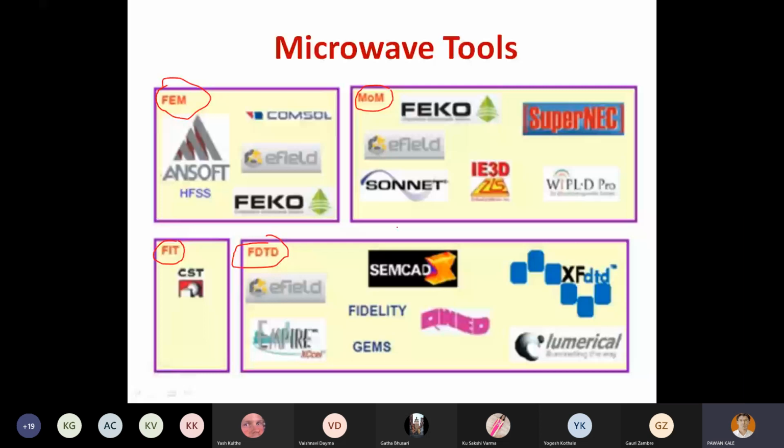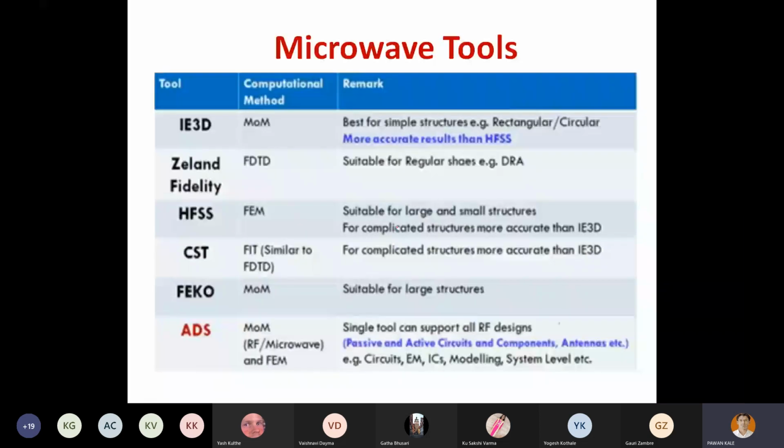If you see IE3D, it uses the method of moments, and it is mostly useful for circular and rectangular kinds of antennas, those having smaller or simpler structures. It gives more accurate results than HFSS. Zeland Fidelity software uses FDTD, and it is for DRA kind of antenna, the dielectric resonator antenna. Then HFSS software uses FEM, mostly for small structures. For complicated structures, we may use IE3D software.